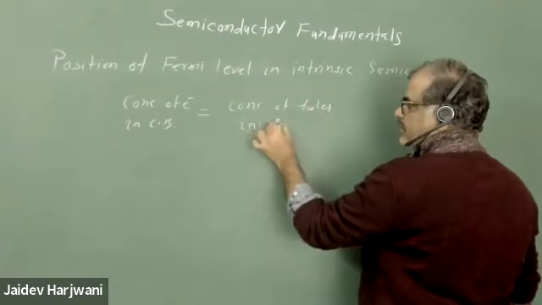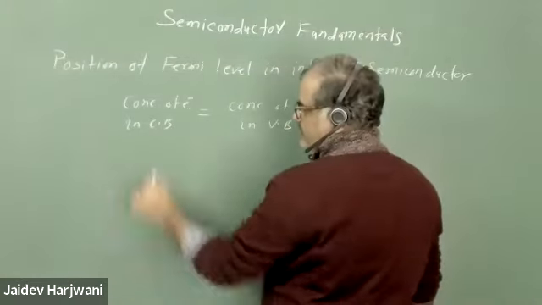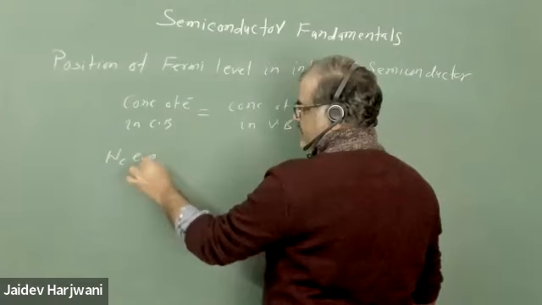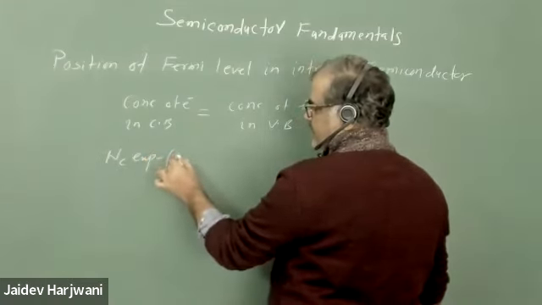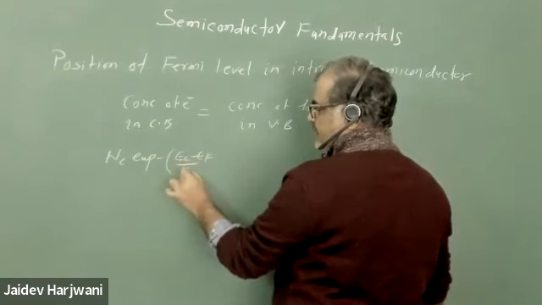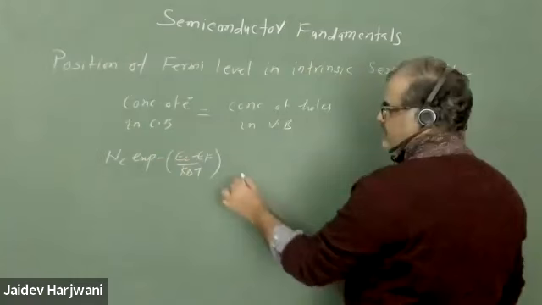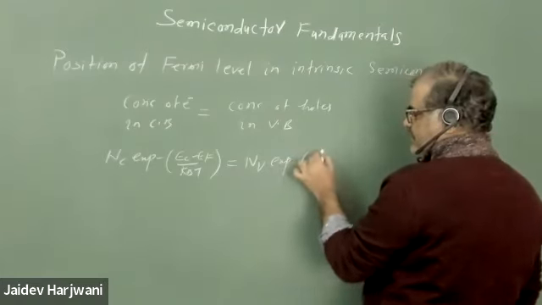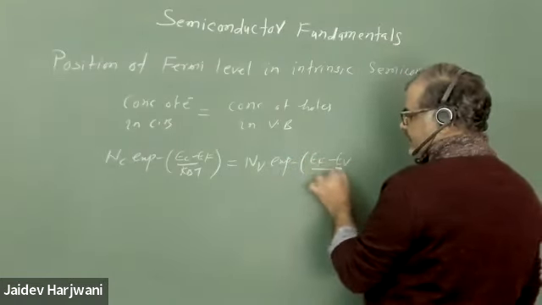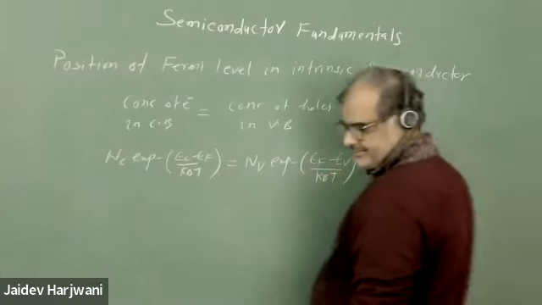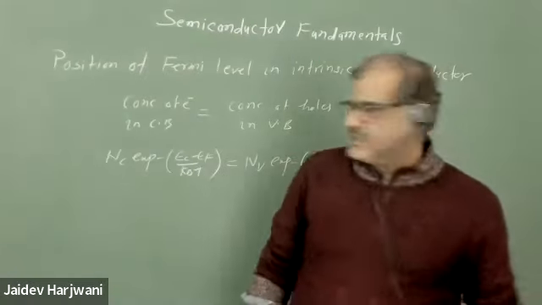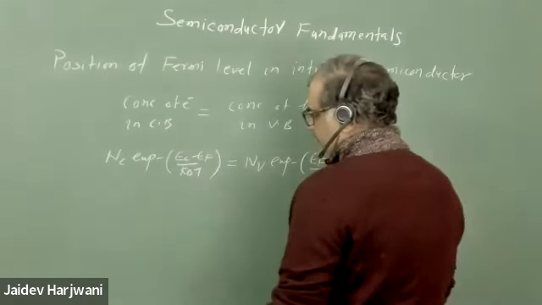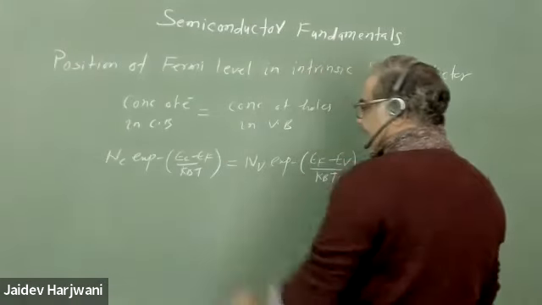in the valence band. I know the concentration of electrons in the conduction band is given by NC exponential minus (EC minus EF) upon kBT, and the concentration of holes in the valence band is given by NV exponential minus (EF minus EV) by kBT, where NC and NV are also constants whose value depends on temperature. So we can put their values here also.